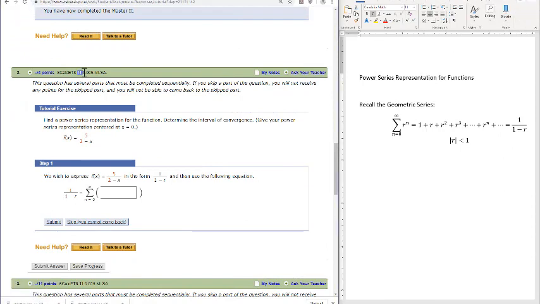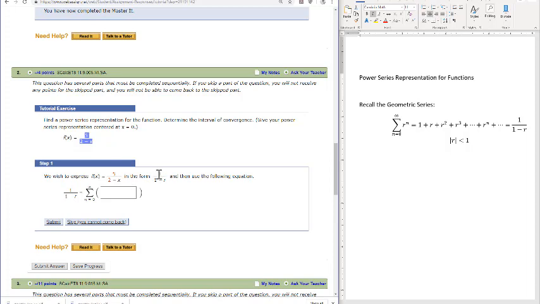Let's do a problem from your lab assignment, section 11.9. We want to find a power series representation for the function and find the interval of convergence. Our function is 5 divided by 2 minus x.